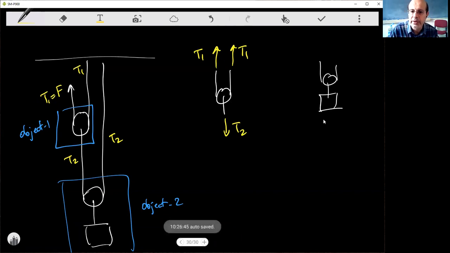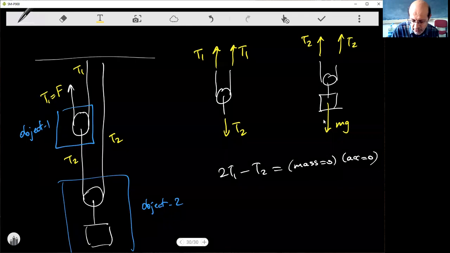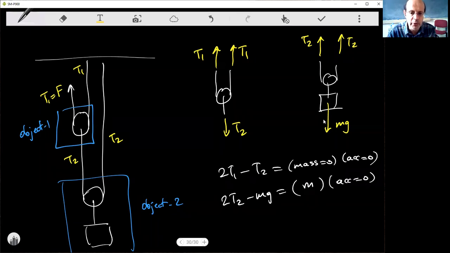And there's no weight force. And for object 2, there are these, T2 is applied on it from left and right parts of the strings, and a weight force is applied on it. And in each case, we have like this, 2T1 minus T2 is equal to mass times 0, and the acceleration is equal to 0 for the pulley. Right? So at least for the pulley, since it's massless, the right-hand side is 0. For the second object, we have 2T2 minus mg, that's equal to, there's a mass in here, mass is non-zero, but the acceleration is 0. Right? It's moving at constant velocity.